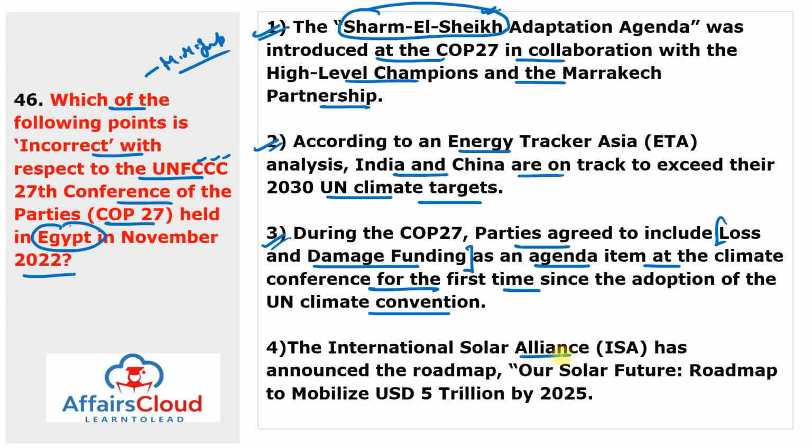The International Solar Alliance has announced the roadmap, Our Solar Future Roadmap, to mobilize $5 trillion by the 2025. This statement is wrong because the International Solar Alliance has announced the roadmap, Our Solar Future Roadmap, to mobilize $1 trillion by the year of 2030, which was made at the COP27 held in Sharm el-Sheikh in Egypt. So this statement is wrong. Basically, we corrected this statement. So answer of this question is 4 because this is incorrect and we have to find out the incorrect statement.